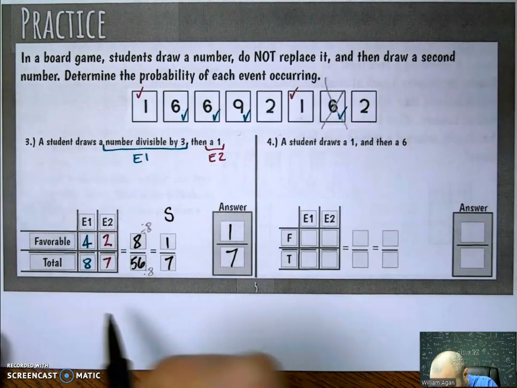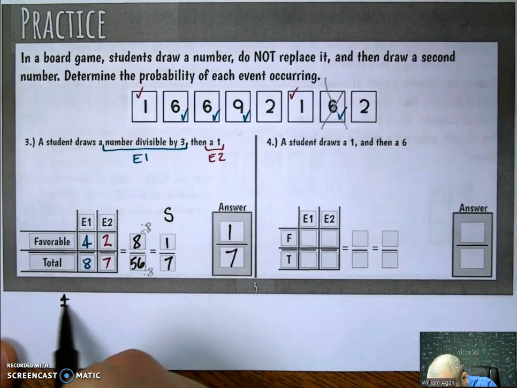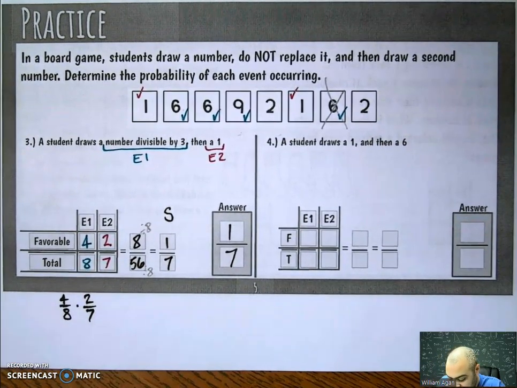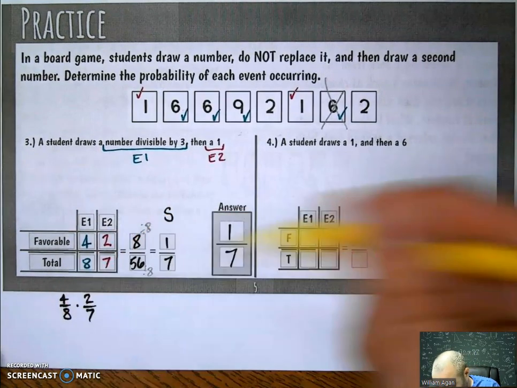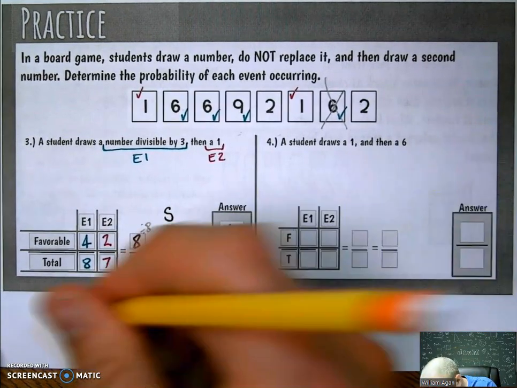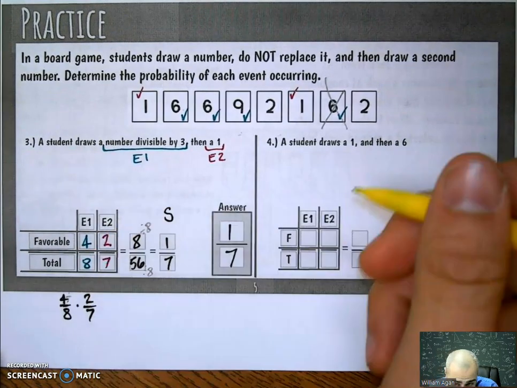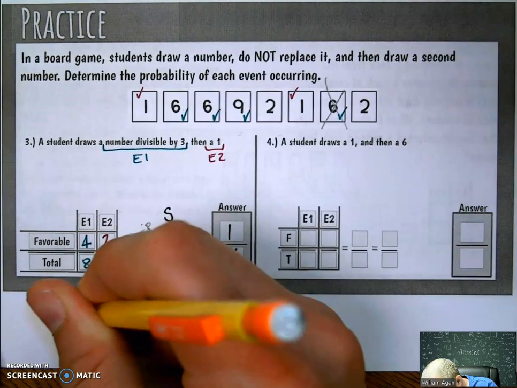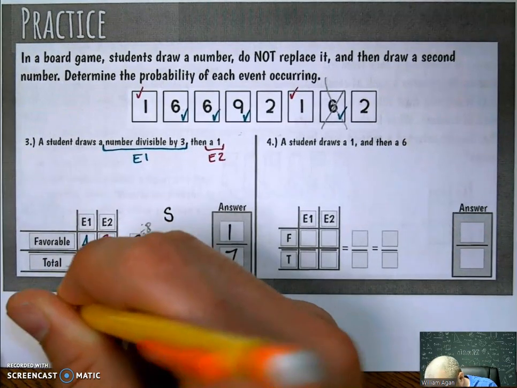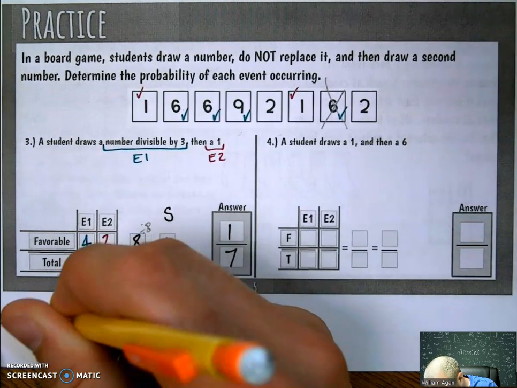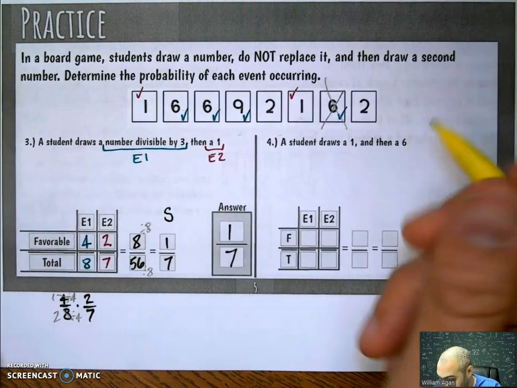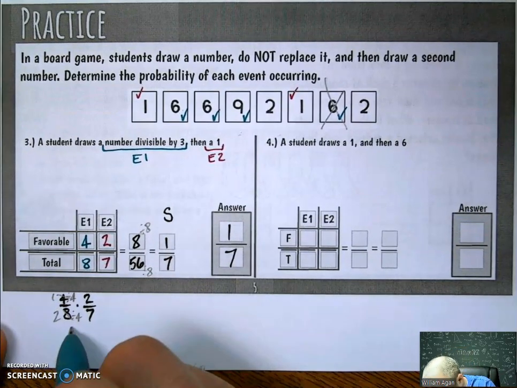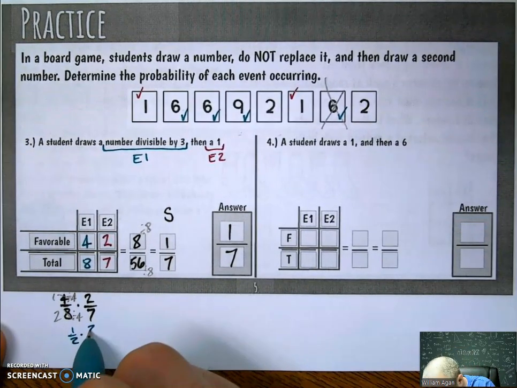Remember I told you the other way, though. You can simplify before you multiply. Okay, so what can I simplify here? Okay, 4 and 8. Those are both divisible by 2. They're even numbers. Actually, even better, they're both divisible by 4. 4 divided by 4 gives you 1, and 8 divided by 4 gives you 2. Okay. So then you would have 1/2 times 2 over 7.